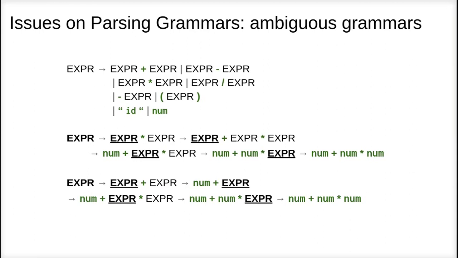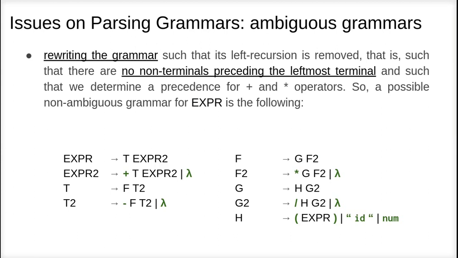We'll show that by giving two leftmost derivations for the string num plus num multiplied by num. So, in the first derivation, we derive the expression EXPR non-terminal twice and obtain EXPR plus EXPR multiplied by EXPR, and then individually derive num always on the leftmost EXPR. On the other derivation, we derive EXPR once, and then reach num for eliminating the first leftmost EXPR non-terminal, and then derive another num on the next leftmost EXPR, and then another num on the remaining leftmost EXPR.